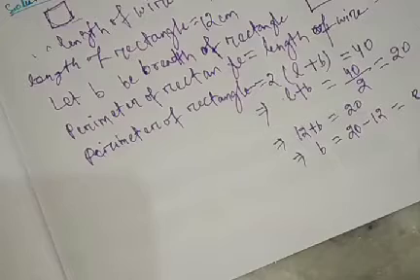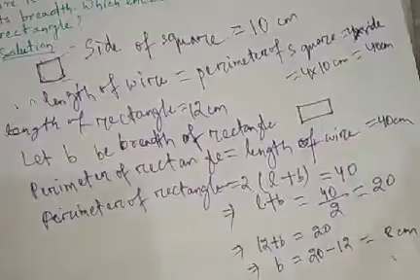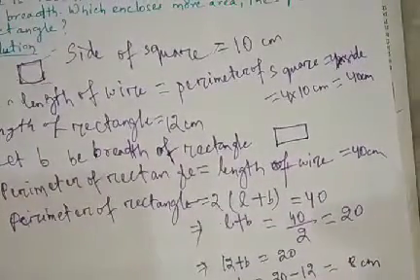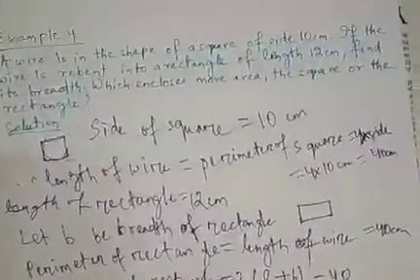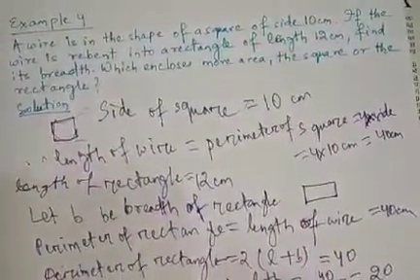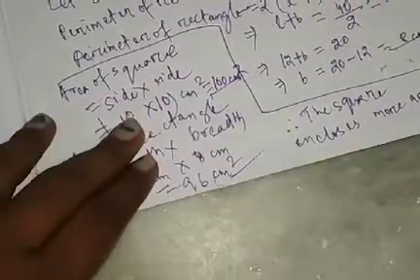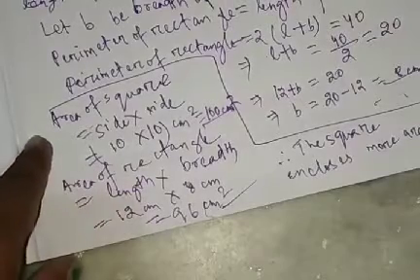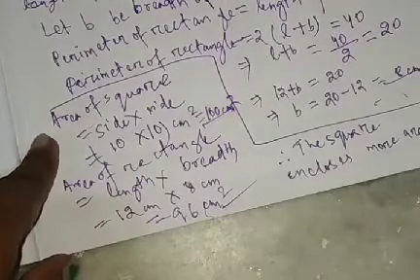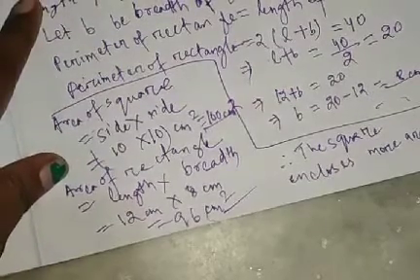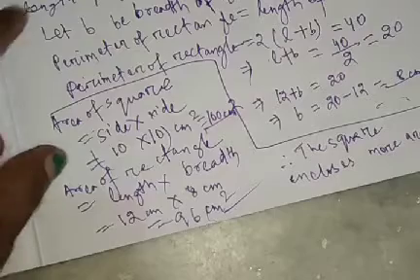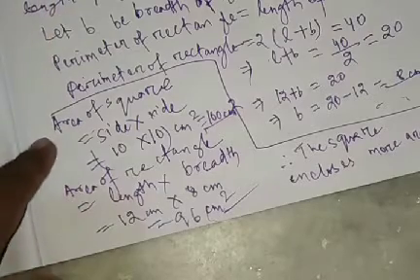So next find out what? We have found out the breadth. Next, which encloses more area? Which encloses more area? The square or rectangle? Let's see. Okay. So we have to find out the area. Next question is given, which encloses more area, square or rectangle? So what we will do? We will find out the area of square and area of rectangle.